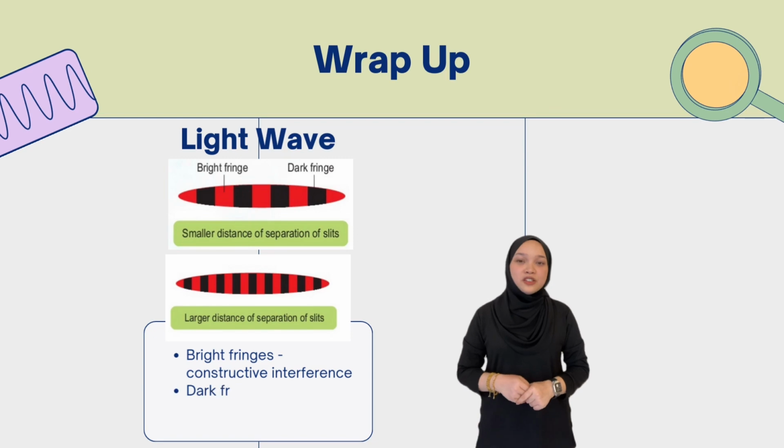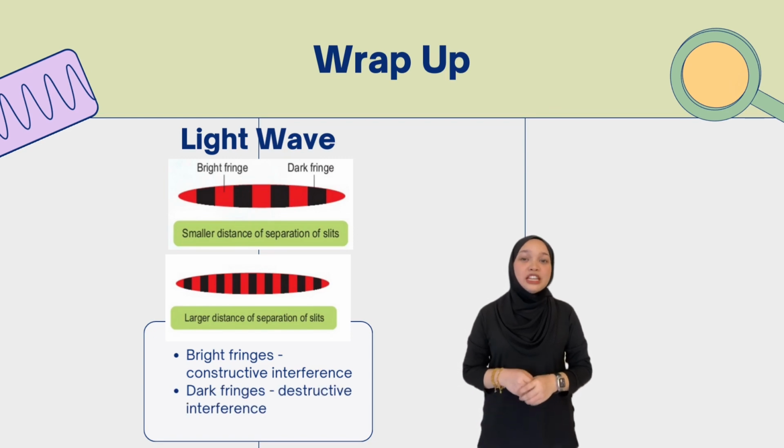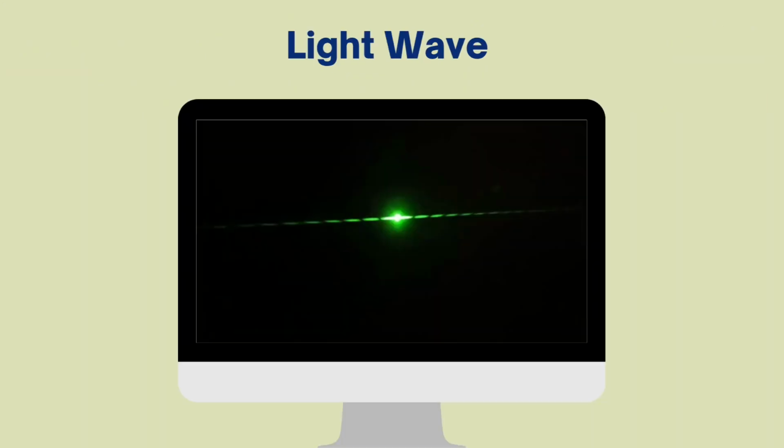Next, for the interference of light wave, the figure shows the interference pattern formed on the screen with light from a laser pen. Diffracted light waves that appear from the double slit are coherent. Superposition of waves from the double slit produces a pattern made up of bright fringes and dark fringes. Constructive interference produces bright fringes, while destructive interference produces dark fringes.